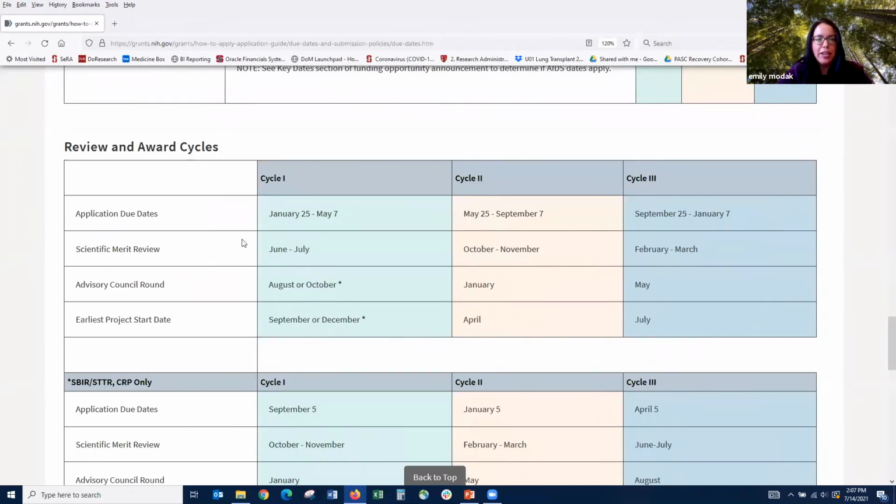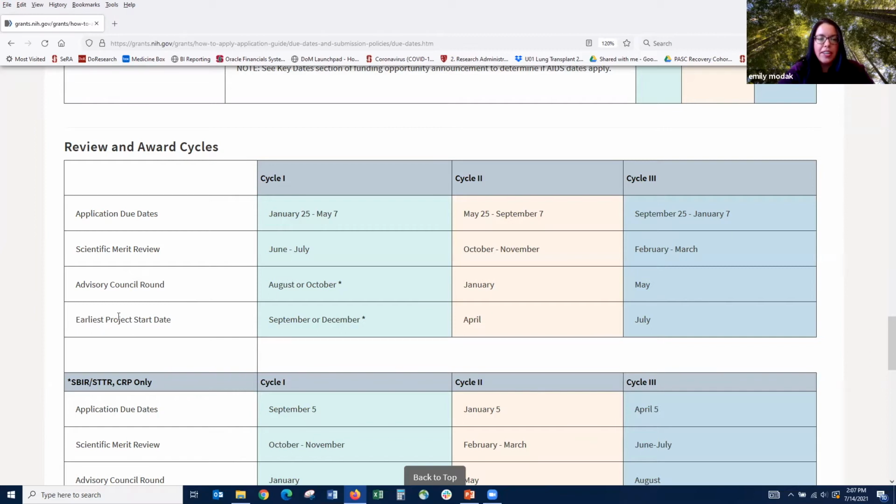The other thing I want to point out is down at the bottom, it actually shows you the life cycle of a proposal. So you have your application due dates for each cycle, and then scientific merit. That's when the NIH reviews the science; they'll get together and discuss in a study committee. And then the advisory council is when they actually decide what to fund. They'll take that information from the scientific review, and then they'll make their decisions based on the scores about what they're going to fund based on their budget.